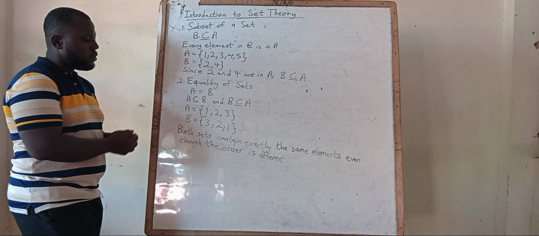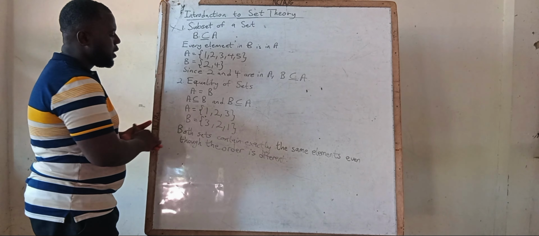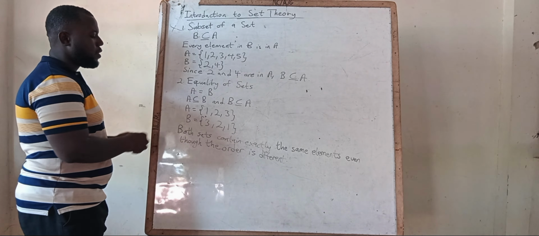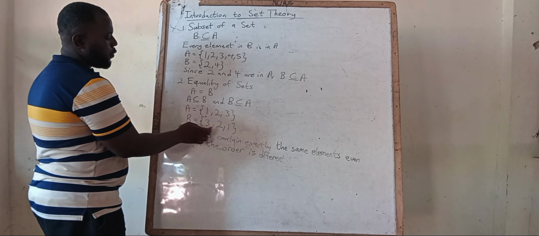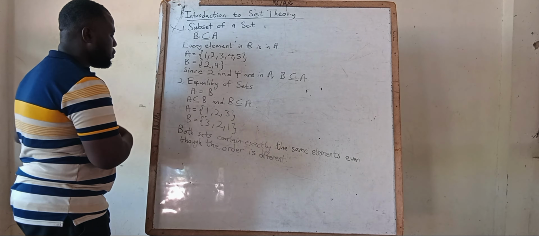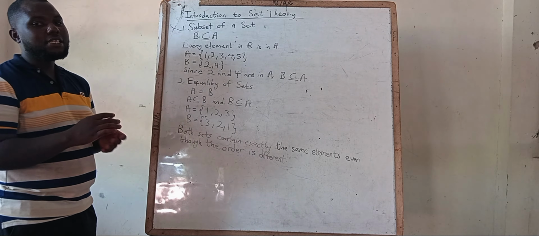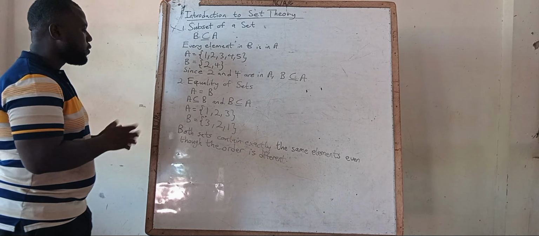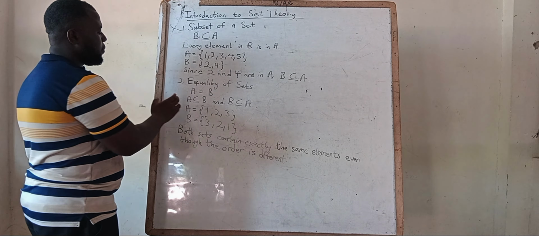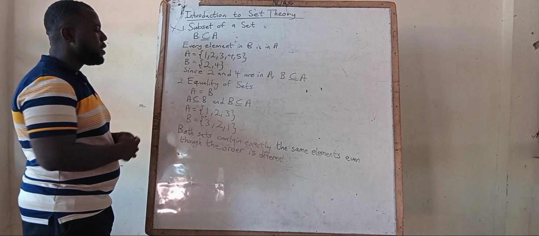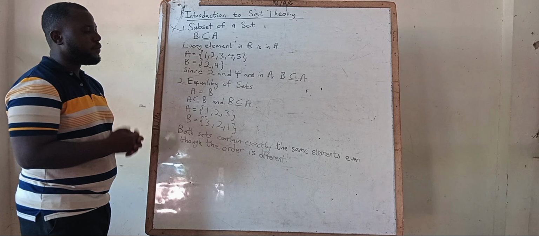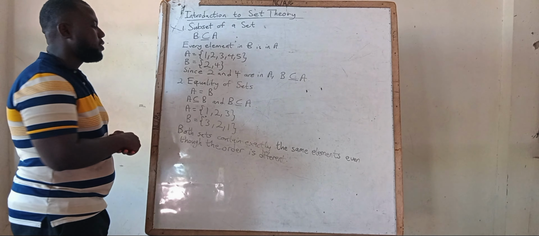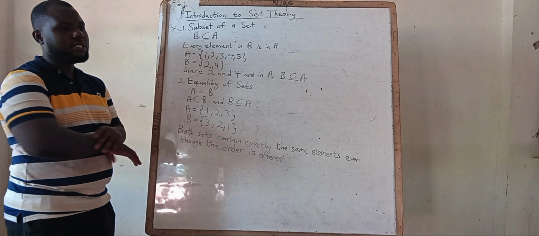There is an example here. We have A with 1, 2, 3 as its elements, and B with 3, 2, 1 as its elements. Both sets contain exactly the same elements, just that the order changes. So far as A is a subset of B and B is a subset of A, it means A is equal to B. That's the explanation for equality of sets.